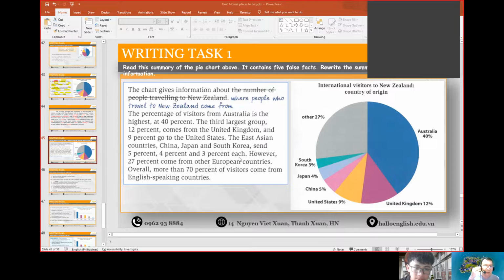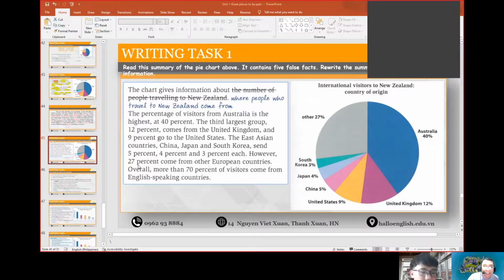No, not each. So we have to remove each, right? Yes. So not each, because Japan is 4%, China is 5%. If we are going to use each, that means all of them got 3%, right? Sure. Okay.